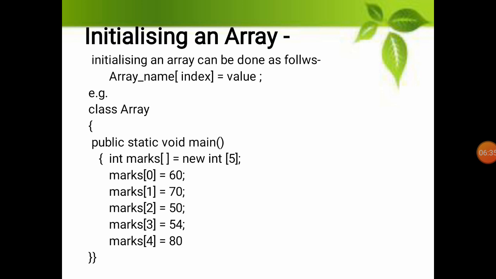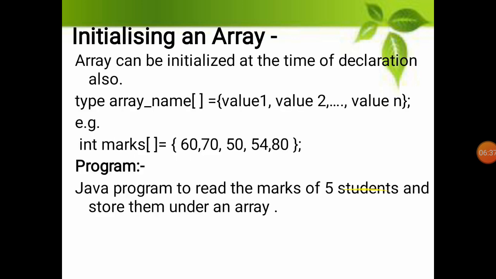The other way of initialization of a single dimension array is at the time of declaration. An array can be initialized at the time of declaration also. For this we have to write the type, then the array name, then square brackets, is equal to, and then we write value 1, value 2, value 3 as per the size of the array.